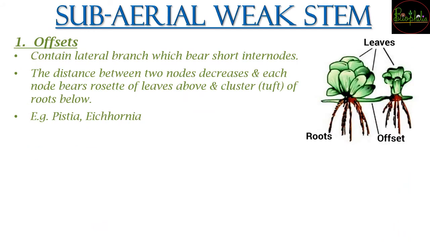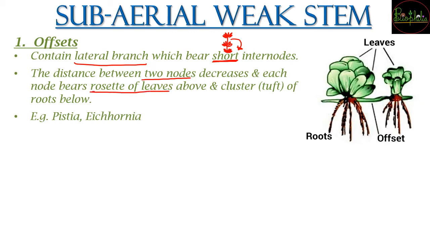The next one is the subaerial weak stem. So in the subaerial weak stem, there are going to be different modifications. That is first, offsets. So offsets are going to contain lateral branches which have short internodes. So their leaves are going to come collectively at very small regions. So in small intervals these are going to come and be formed. So these are going to have very short internodes, the distance between the two nodes is going to decrease, and each node is going to have a rosette of leaves.